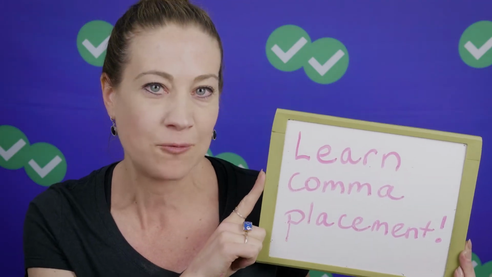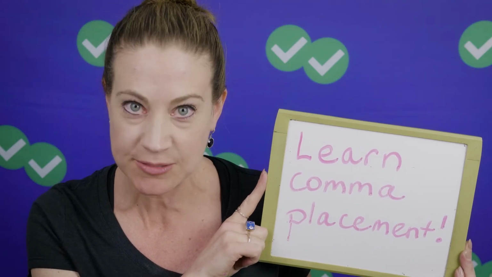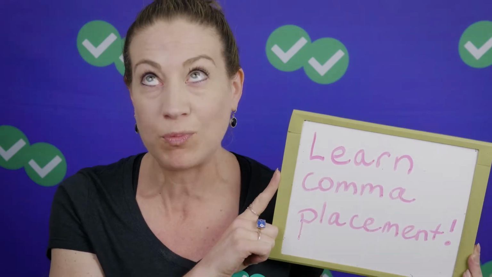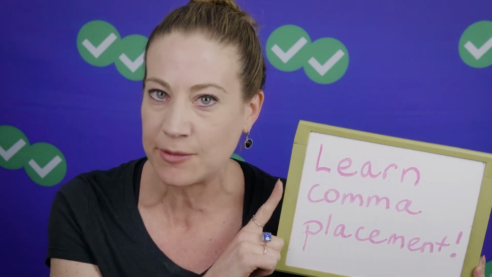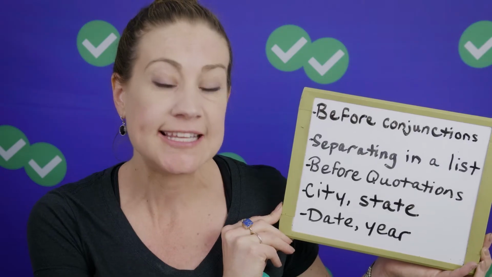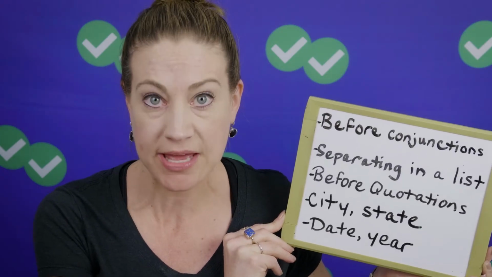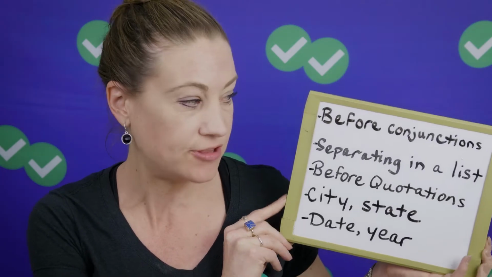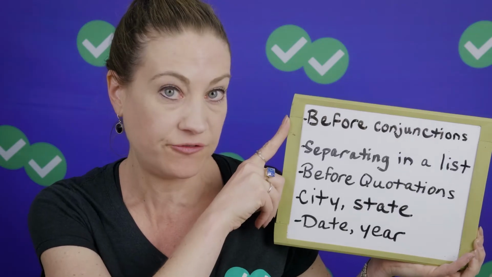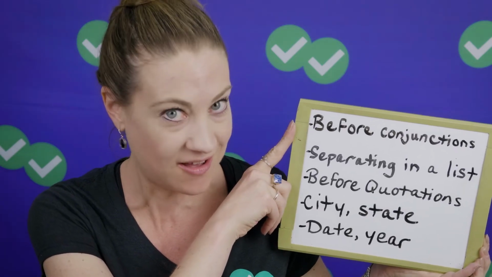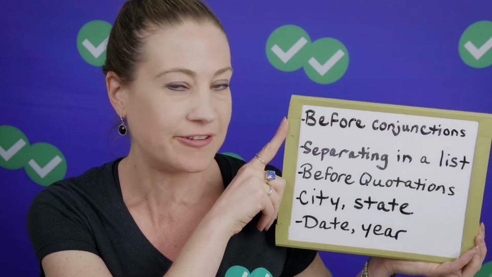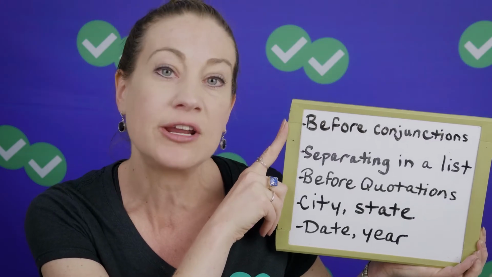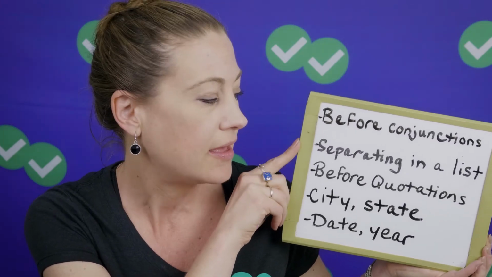So what do I mean when I say learn comma placement? Where are some of the places that we see commas? Before conjunctions that separate two independent clauses. That's a big one, and that's one that a lot of people forget. By the time they're freshmen in college, I've seen many of them forget on their term papers all the time. So if you know that, you're going to have a huge advantage.